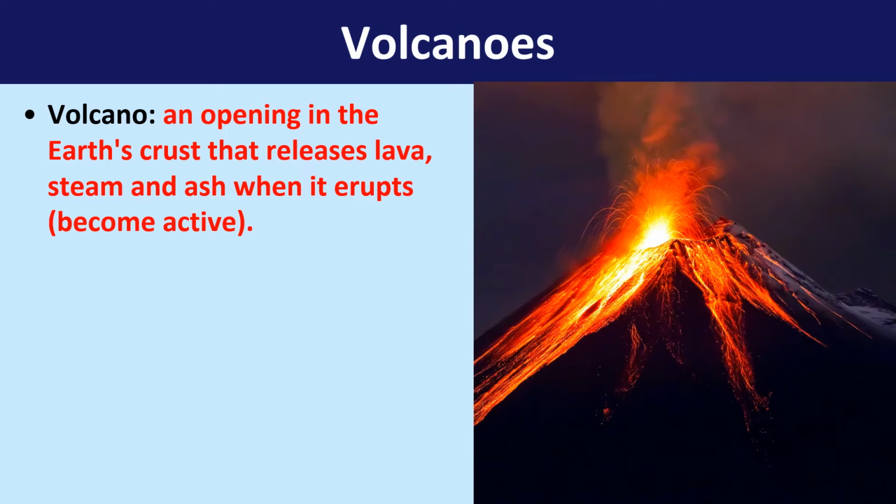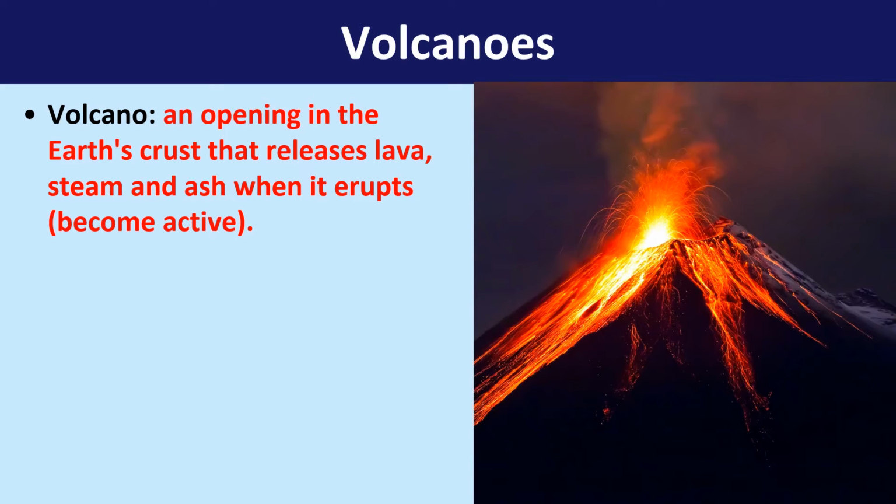Today we're learning about the volcano. Today's lesson will be shorter compared to the other ones. A volcano, by definition, is an opening in the Earth's crust that releases lava, steam, and ash particles when it erupts, which means it becomes active. There are active volcanoes and volcanoes that are in a sleeping period, but one thing I want to point out about volcanoes is there's always a possibility that lava will come out. And by the way, the difference between magma and lava is that magma is underneath, lava is something that flows.